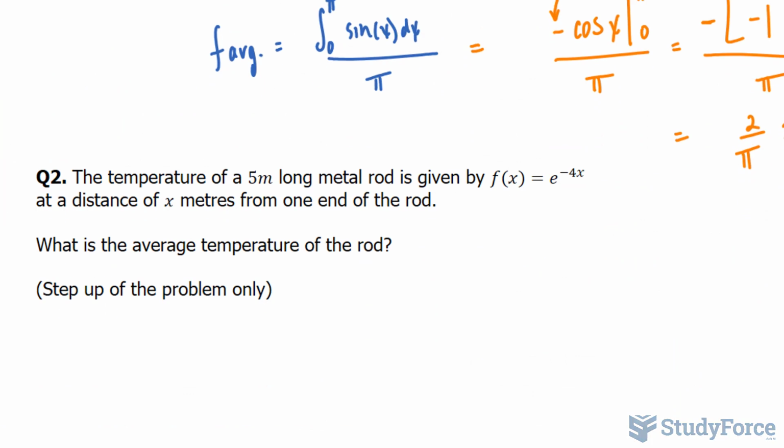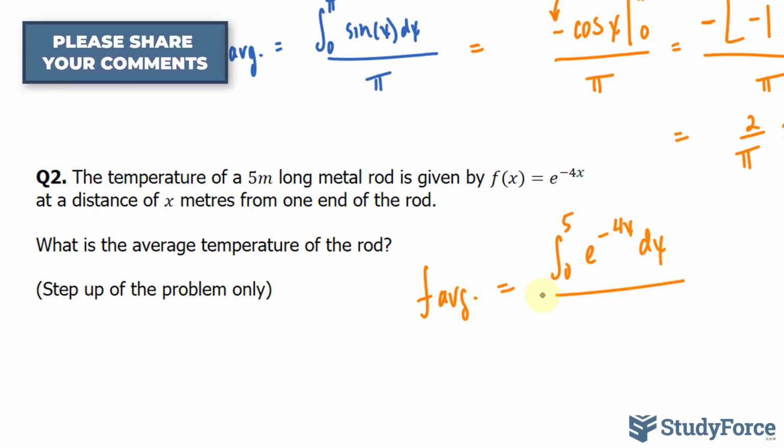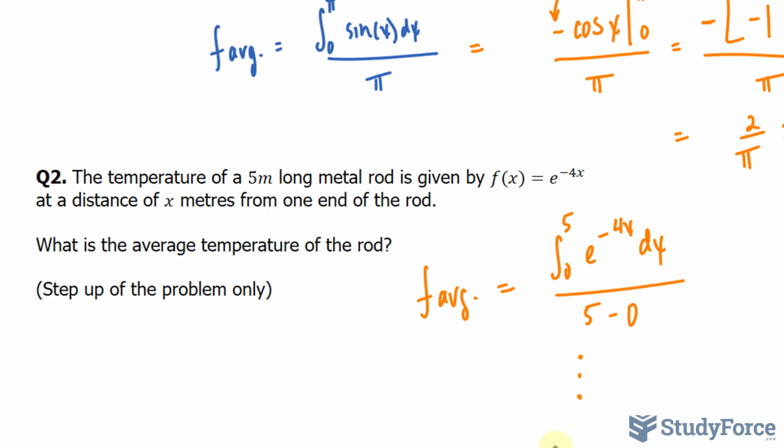Let's try example number 2. The temperature of a 5-meter long rod is given by this function at a distance x meters from one end of the rod. What is the average temperature of the rod? And they only want us to set this one up and not actually take the integral. So to set it up, I'll write down f average is equal to the integral between 0 and 5. That's the distance of the rod. The function is e to the power of negative 4x dx divided by 5 minus 0. This would end up giving you the f average.